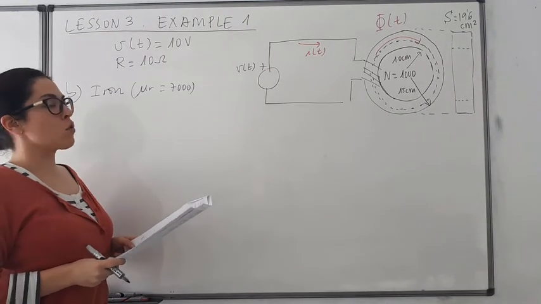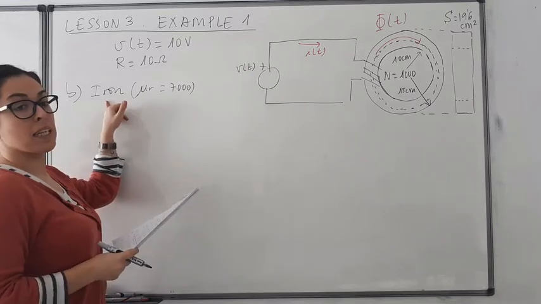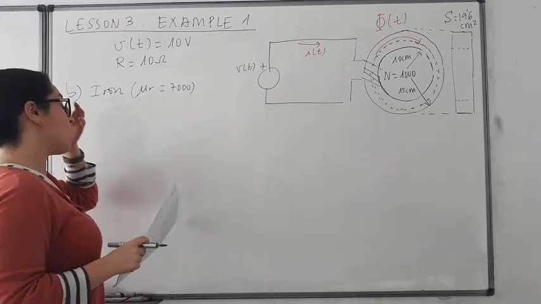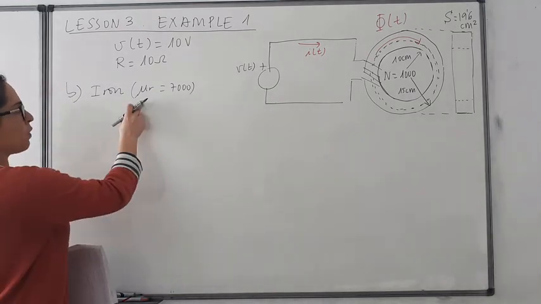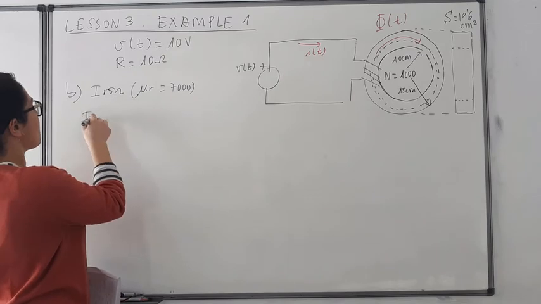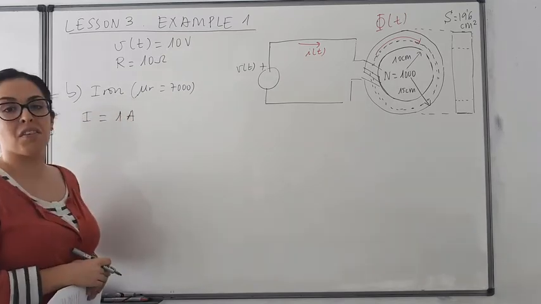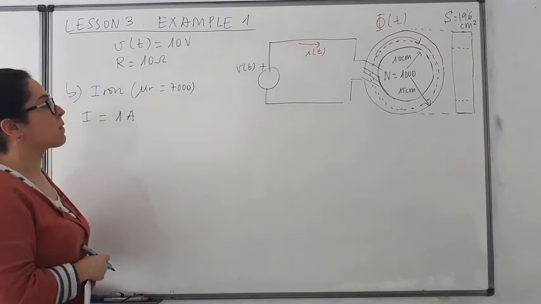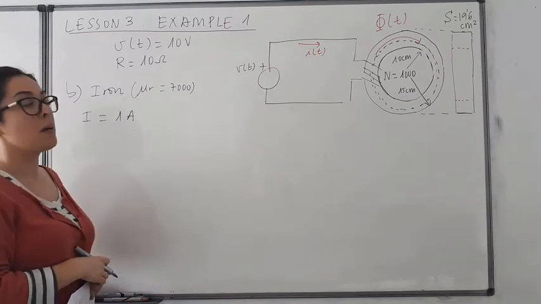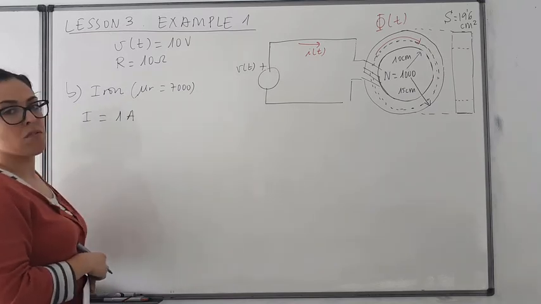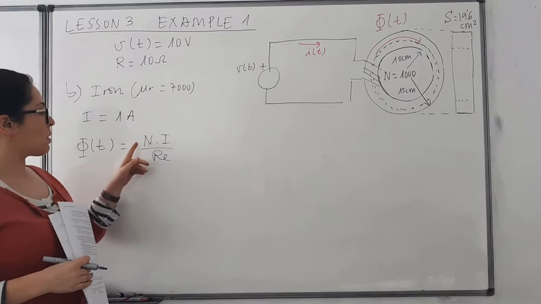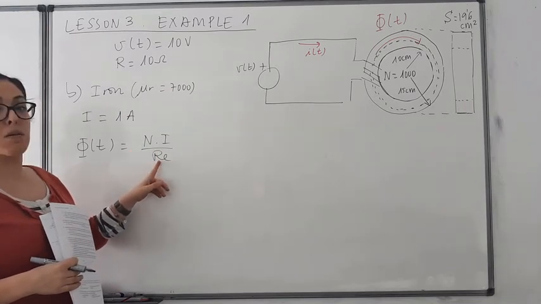In question B, you have to solve the same example, but now the magnetic core is made of iron, whose relative permeability is 7,000. So there, you need to obtain the current and the magnetic flux. The current is going to be exactly the same as in the first example, because it does not depend on the material in the situation. It is the voltage divided by the resistance. So the current is 1 amp. So now we need to obtain the magnetic flux. As in the previous case, the magnetic flux is going to be the number of turns multiplied by the current and divided by the reluctance.